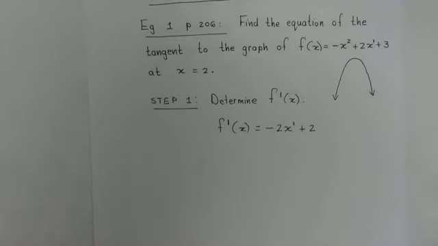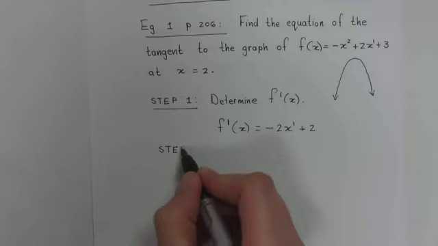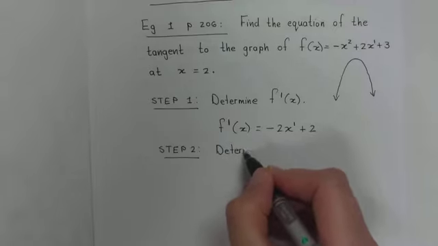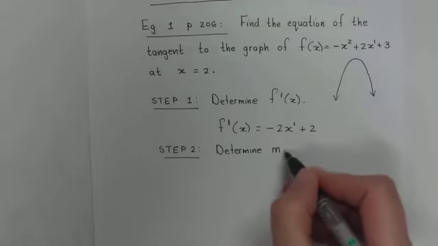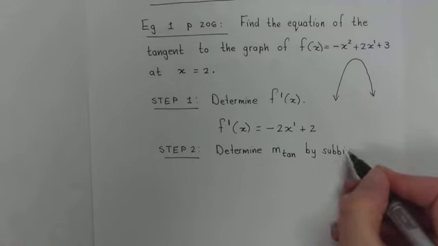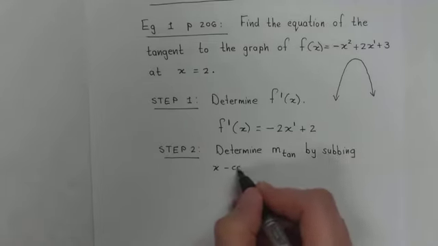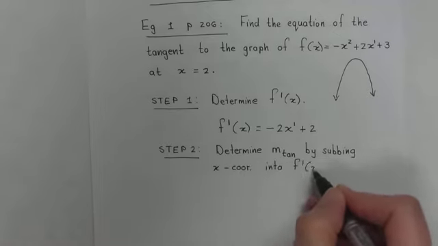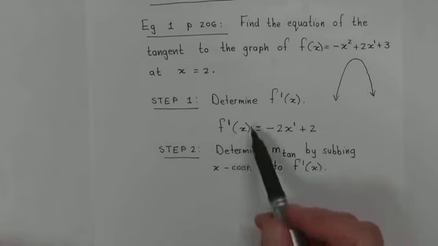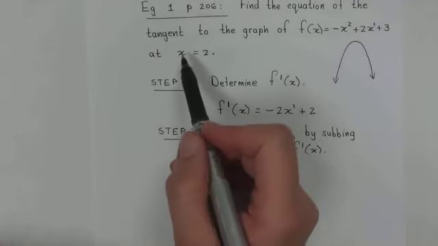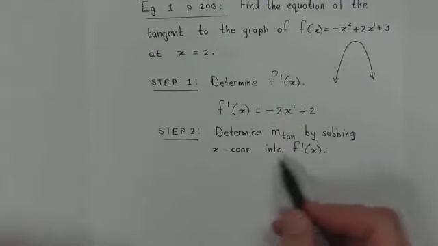So now we've got that first derivative, and we're going to use that in step 2 to calculate the gradient of the tangent. So step 2: determine the gradient of the tangent by subbing the x coordinate into the first derivative function. Because remember, I'm going to be calling it the gradient function. So any x value subbed into this particular function, the first derivative, is going to give you the gradient. Now, please note, they've given you the point of contact as x equal to 2. So that's the x coordinate that I'm going to be subbing into the derivative.